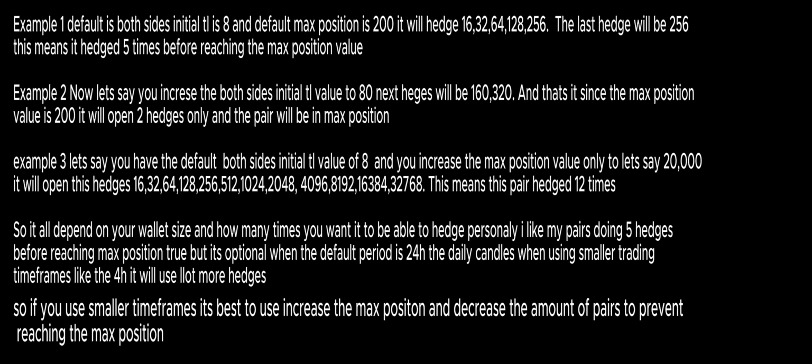It's another way to trade. If you have your both sides initial trading limit, which is 8, and it starts from there, and let's say you want to increase your max position up to 20,000 US dollars, it will open 12 hedges, which is 16, 32, 64, 128, 256, 512, 1024, 2048, 4096, etc. until 32,768. Now, this is a different way to approach it. This will be more active because you will get to hedge many more times.